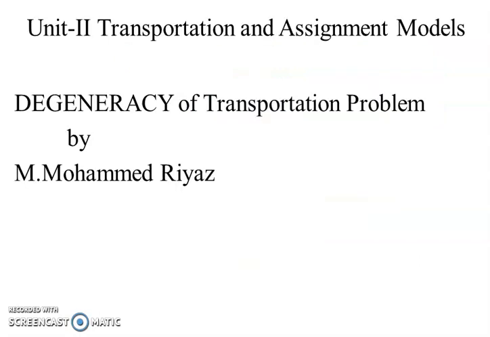Today we are discussing Unit 2, the transportation problem. In the transportation problem, we need to find the optimum solution. One of the techniques in the optimum solution of the transportation problem is degeneracy of the transportation problem, and another we call the modified distribution method. To find the optimum solution, we need to use the modified distribution method.